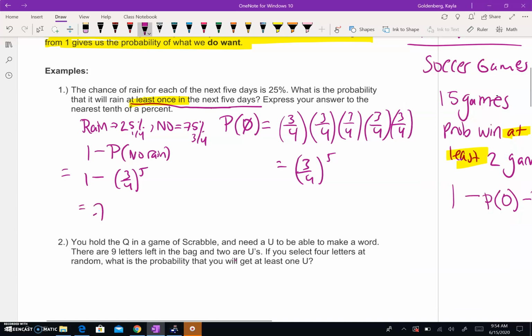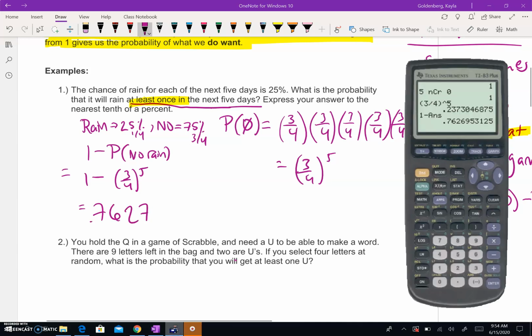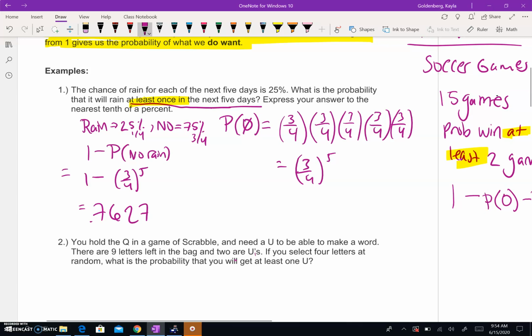0.7627, I'm going to round it to that, right? Because it was 269, which is the same thing as 76.27% chance that that will happen. Okay, so that's the basic idea of how to do these kinds of problems, right?